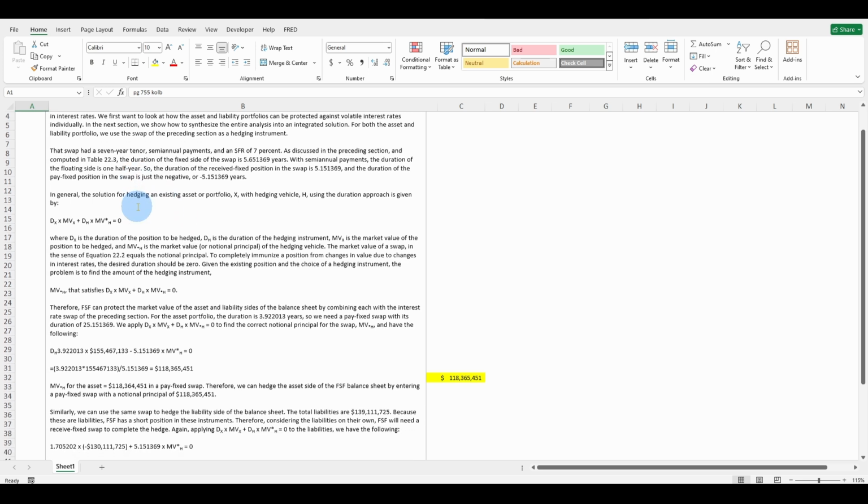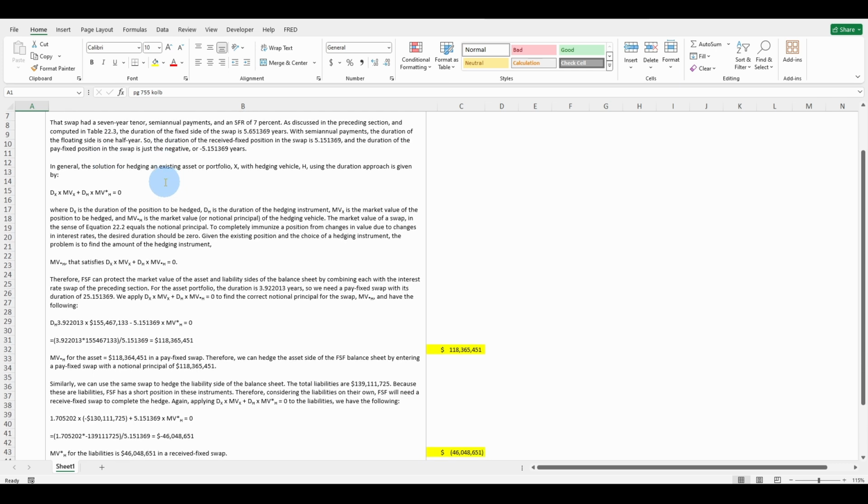The swap had a 7-year tenor, semi-annual payments, and an SFR of 7%. As discussed in the preceding section and computed in Table 22.3, the duration of the fixed side of the swap is 5.6 years. With semi-annual payments, the duration of the floating side is 1/2. So the duration of the receive fixed position in the swap is 5.15, and the duration of the pay fixed position in the swap is just negative 5.15.